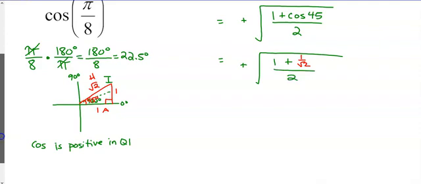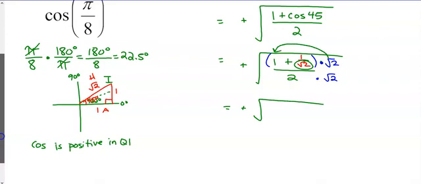All over 2. Then we need to simplify this, and I'm particular about the order in which I do this. The first thing I want to do is get rid of this guy. So instead of rationalizing the denominator, I'm going to multiply this whole top by the square root of 2 and this whole bottom by the square root of 2. I would suggest you do the same thing as you're simplifying these.